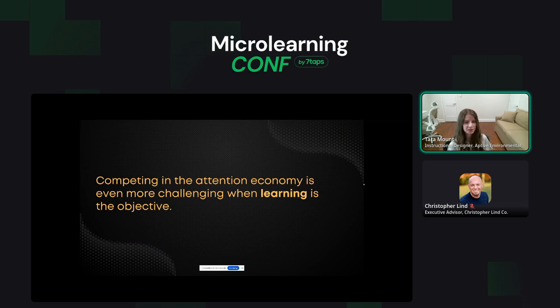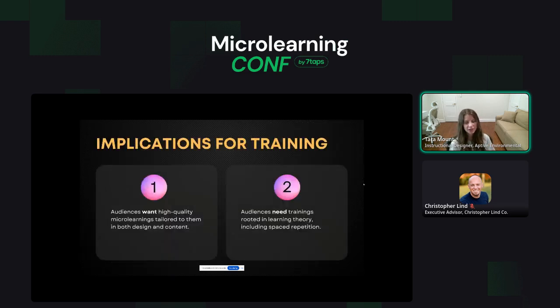We don't just want clicks or views or likes, or even just a really impulsive behavior like buying a product or anything like that. People need to not only receive the information in your training, but actively recall it later and understand how to apply it to their situation and be motivated to apply it to their situation, to see the benefit of changing their behavior basically permanently. So what this means for training is that our audiences really want high quality micro learnings that are tailored to them in both its design and content. And what they really need are trainings rooted in learning theory, including things like spaced repetition.